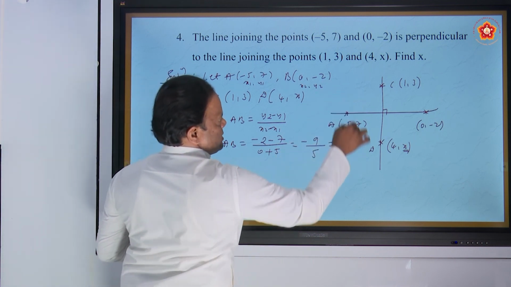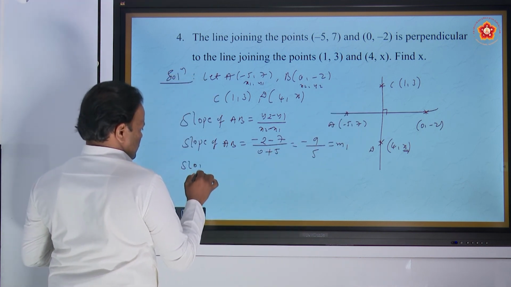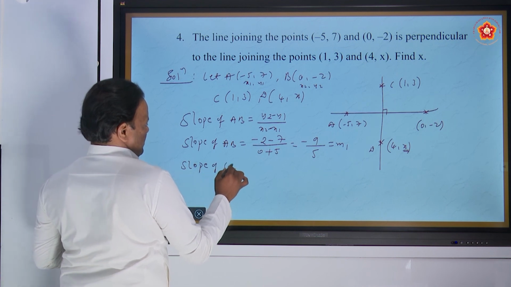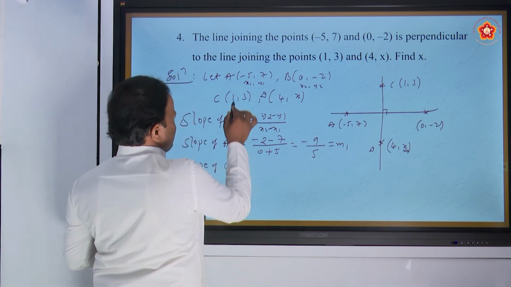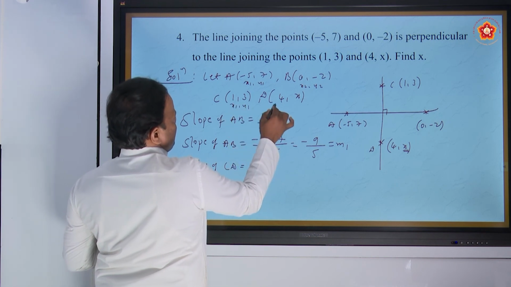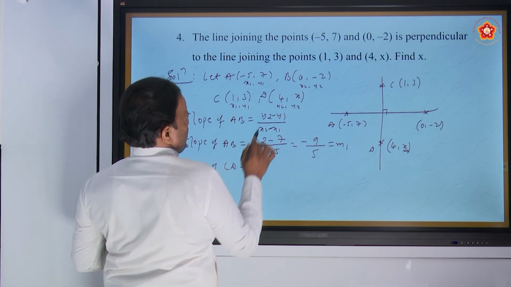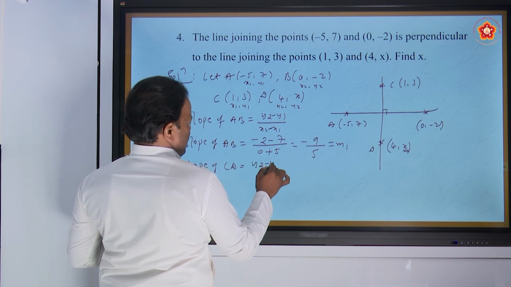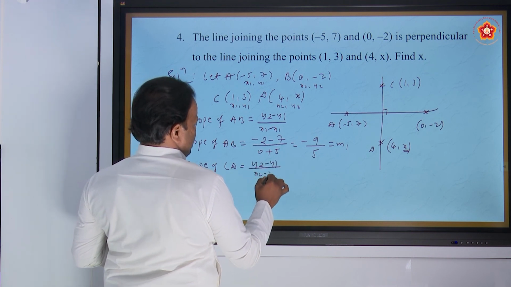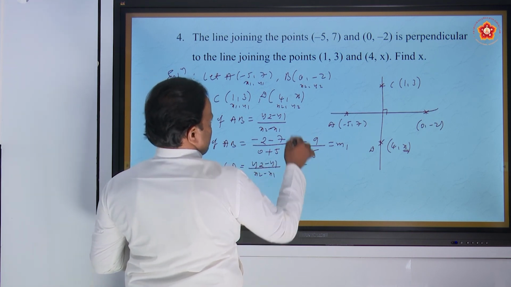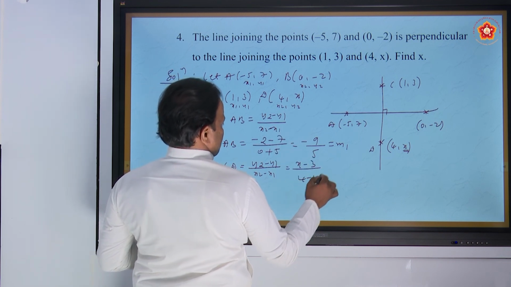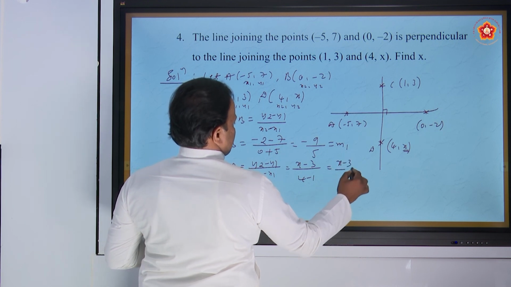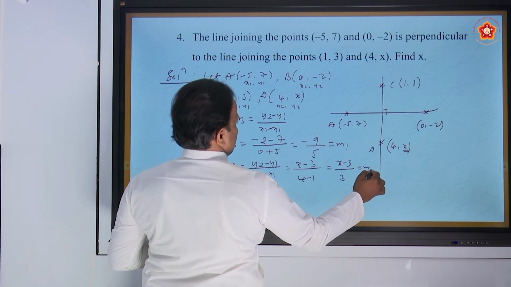Now find the slope of CD. So what is the slope of CD here? Again use the same formula. This is x1, y1, x2, y2, slope using the two-point form: y2 minus y1 divided by x2 minus x1. y2 is nothing but x, so x minus 3 divided by 4 minus 1, which is equal to x minus 3 divided by 3. This is M2.